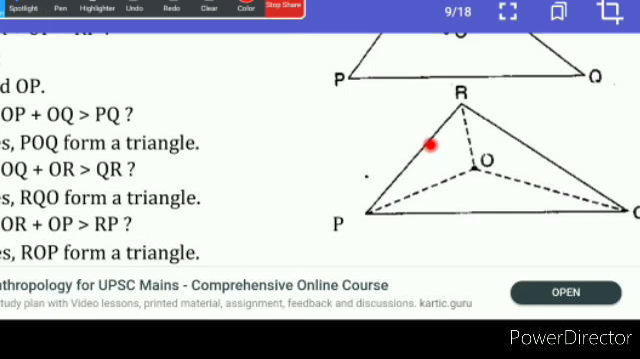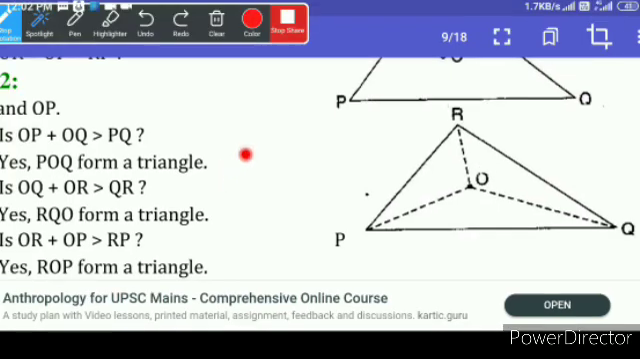First, we'll select the triangle POQ, in which the longest side is PQ. We should add PO and OQ. Got it? Yes, OP plus OQ is greater than PQ. Yes, so POQ forms a triangle. Similarly, check another triangle.